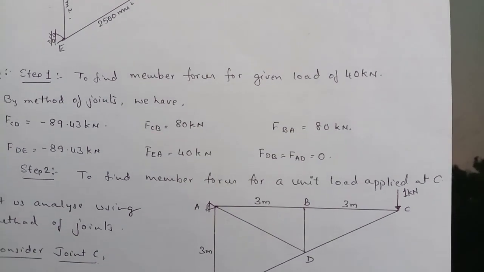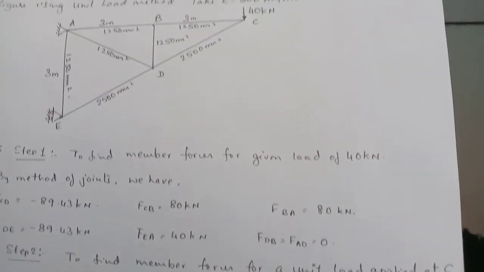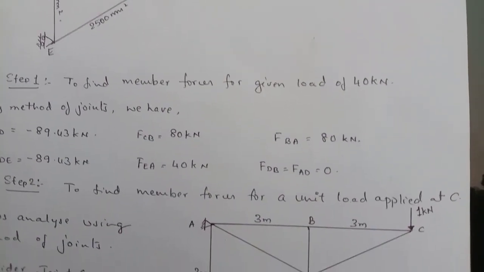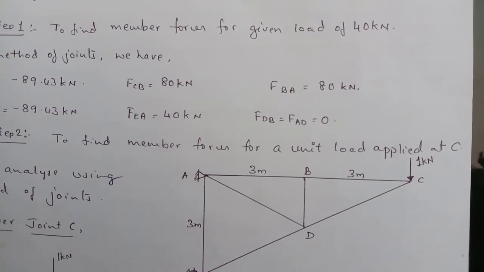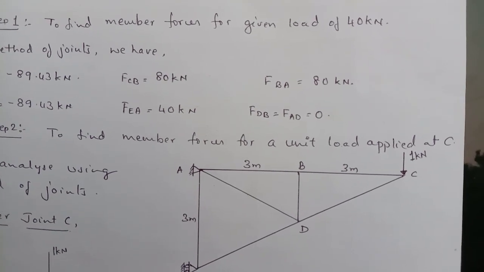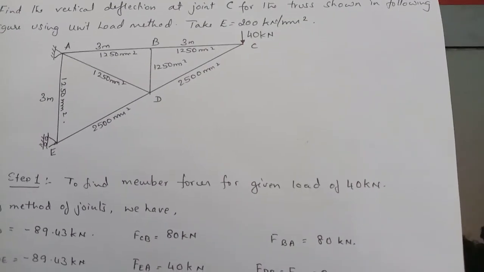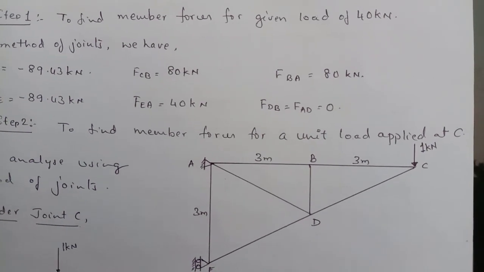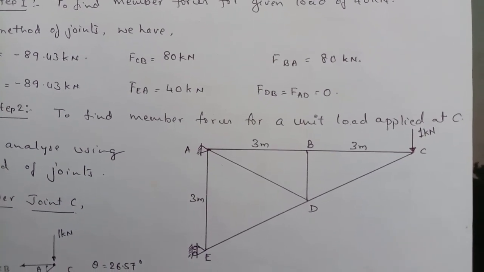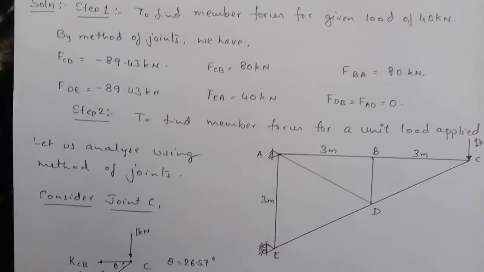Now in the second step, replace that applied 40 kilonewton load by a unit load at the point where you want to find the deflection. Here I want to find the deflection at point C, so I will apply a unit load at point C and I will remove the applied load 40 kilonewton. Instead of 40, you apply 1 kilonewton and analyze the entire truss by using either method of sections or method of joints and find out all the member forces.